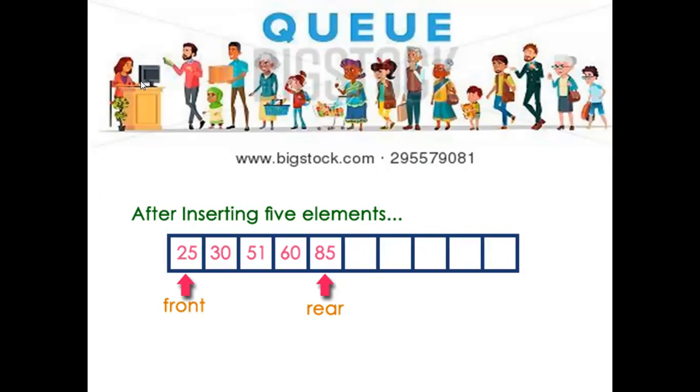Suppose after inserting 5 elements in the array, our maximum size of the array is 10: 1, 2, 3, 4, 5, 6, 7, 8, 9, 10. So 10 elements we can insert. But after inserting 5 elements, the first element indicates the front position, and our last element, 85, is the last element, which indicates the rear reference. So here we are using two variables, front and rear. Front is always indicating the first value, and rear is always indicating the last inserted element in the array. This is one of the best examples for a queue.